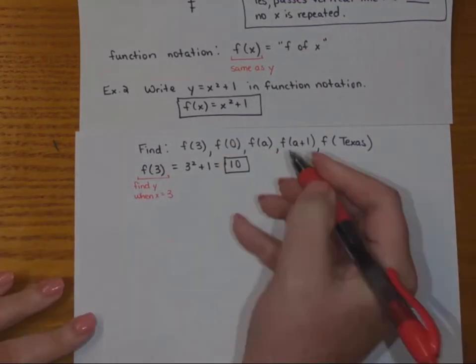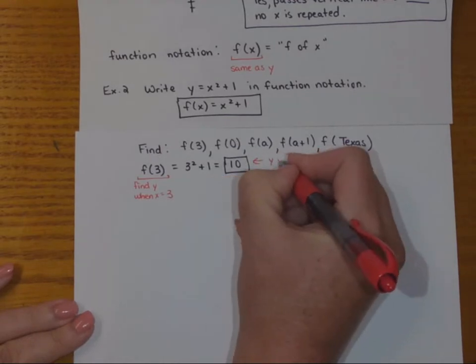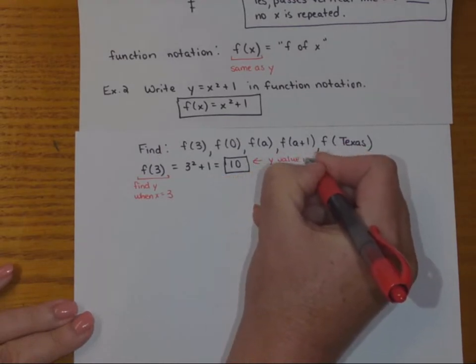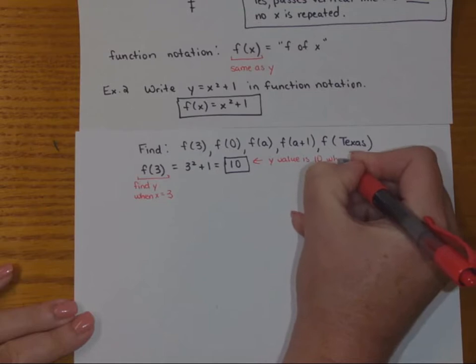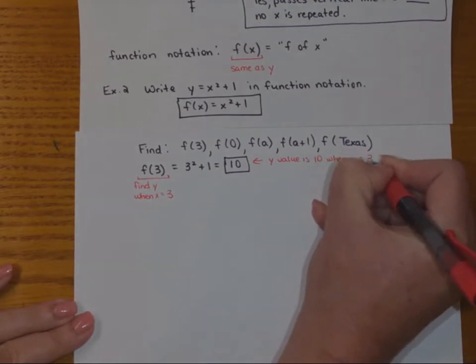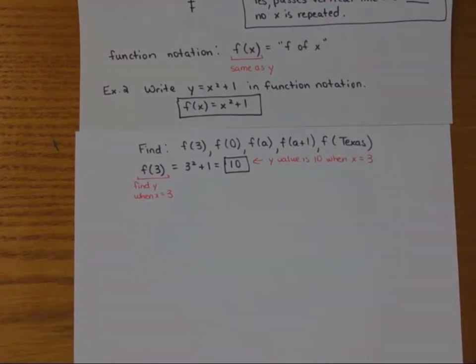Okay, so what this means is the meaning of this answer is the y value is 10 when x is 3. So the answer you're getting for an f of x or f of number expression is the y value.